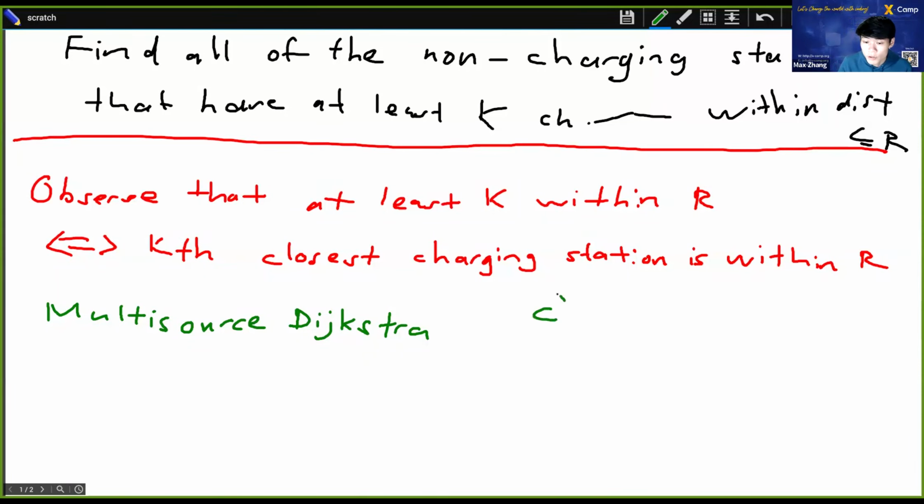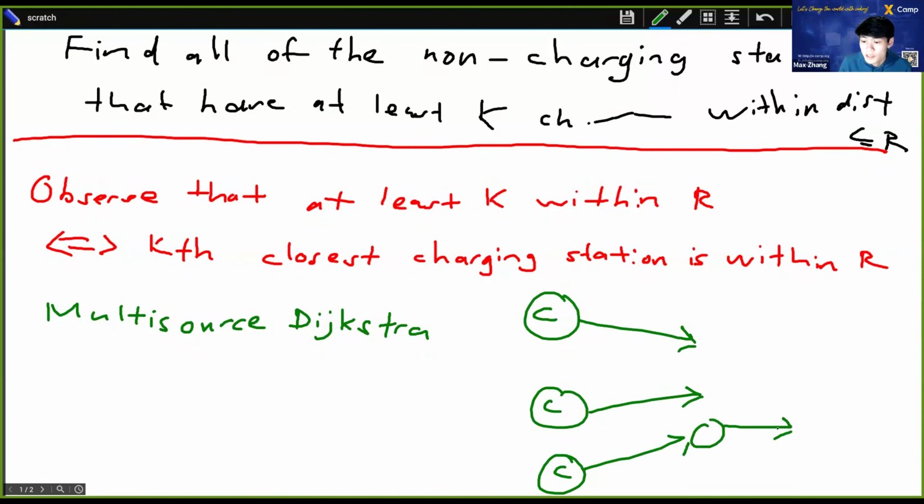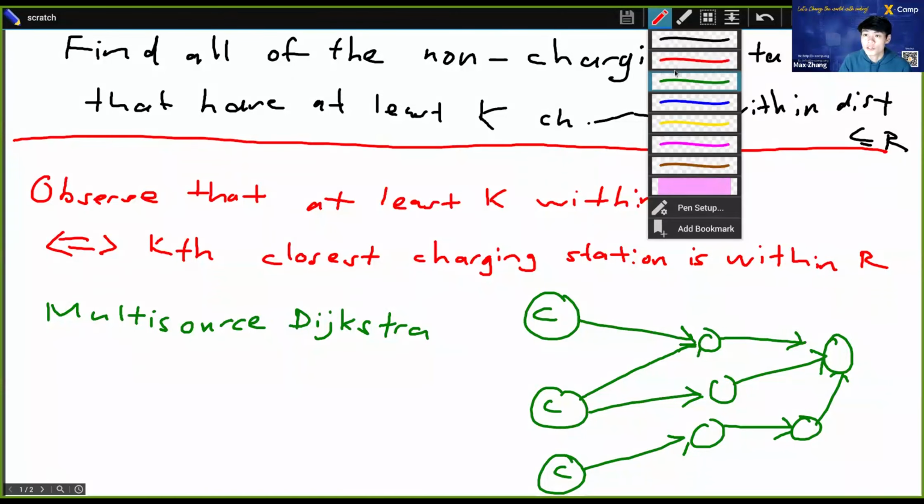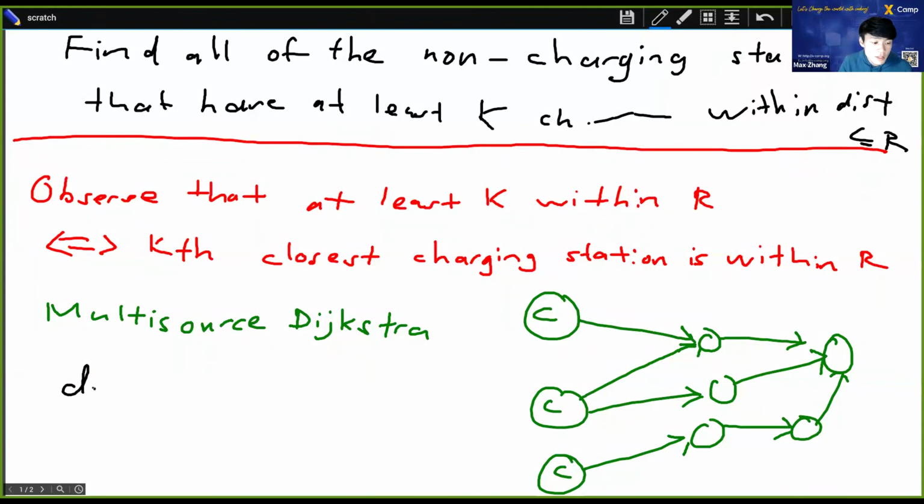So we have some charging stations here, and we put them all in the queue at the same time. And we need to figure out that all of them are going to have some distances to the non-charging stations. For each non-charging station, we are interested in the k shortest charging stations that can reach this station. So we run a multi-source Dijkstra, and we augment this Dijkstra to not just store the shortest distance, we store up to the k shortest, right? So we store essentially a two-dimensional array of the distances for each vertex.